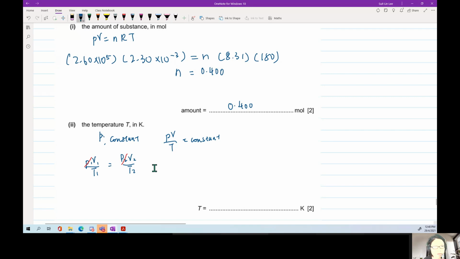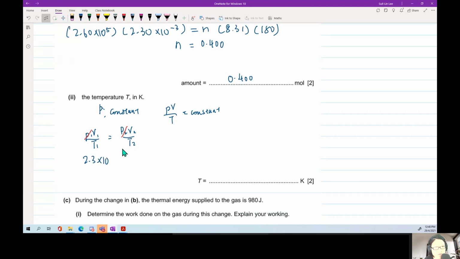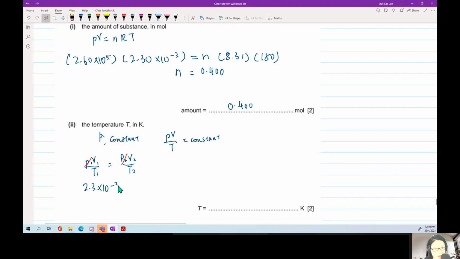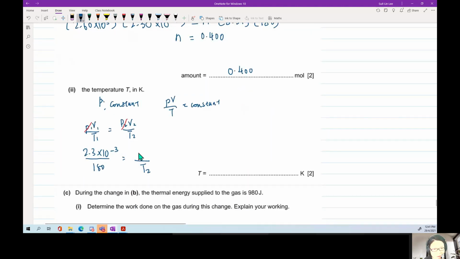So I can take V1 over T1. V1 is 2.3 times 10 to the power of negative 3. The initial temperature is 180. We are trying to find T2. The volume here is 3.8 times 10 to the power negative 3. This is the easier way to find now. Of course, you can use PV equal to nRT all over again, but ratio is my best friend. So I'm going to use this, and I'll find T2 as 297 Kelvin.